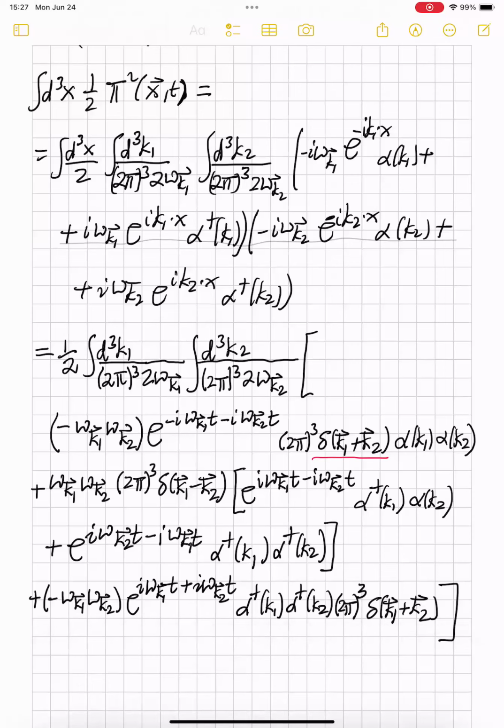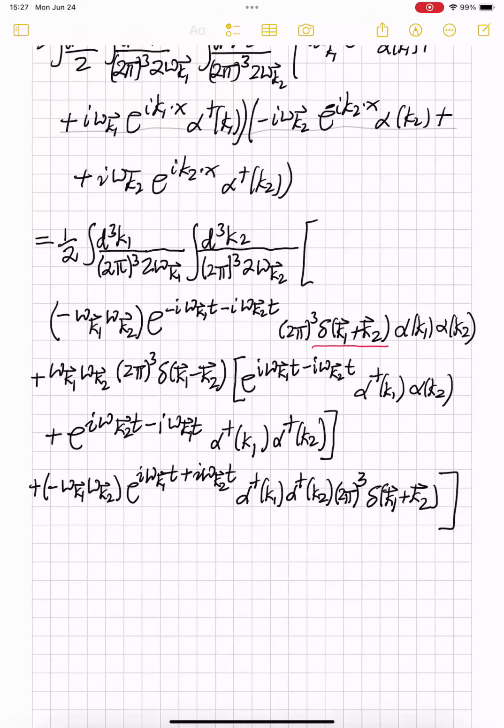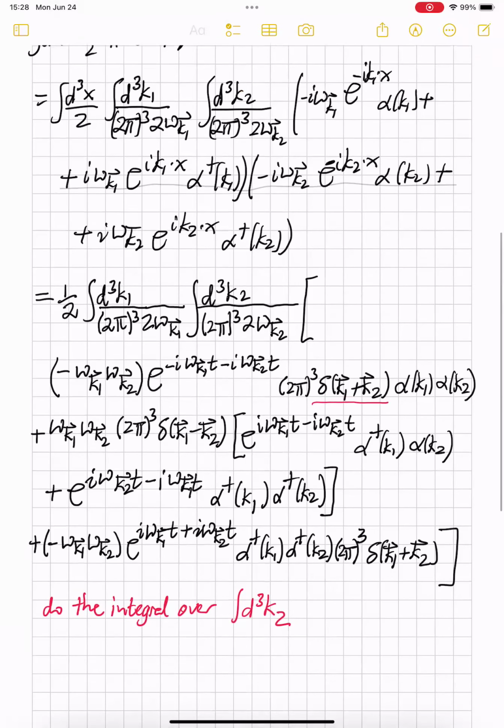So what are we going to do now? Now we will do the integral over d3K2. So the logic here is we started off doing the x integral, okay? What has the x integral done? Because I was integrating these exponentials, I've got a whole lot of delta functions. And now that I've got the delta functions, it becomes easy to do the k integrals.